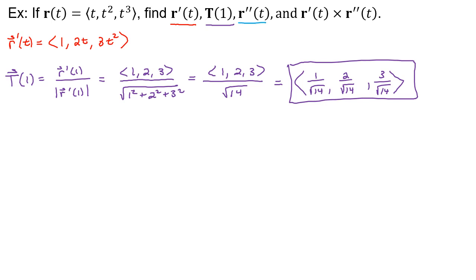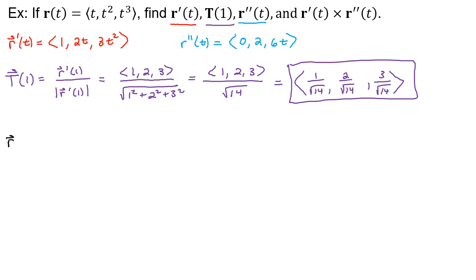How about the second derivative? We'll just put it right here. That's pretty easy to find. You just take the derivative of the derivative, so that would be 0, 2, and 6t. Again, just a bunch of power rules. And then we'll do the cross product of those things.